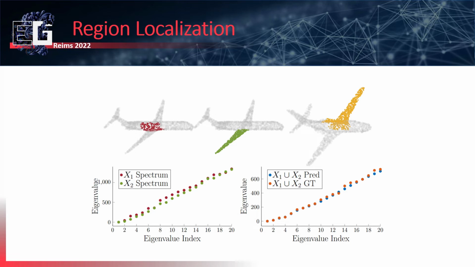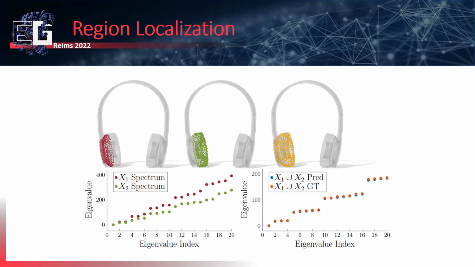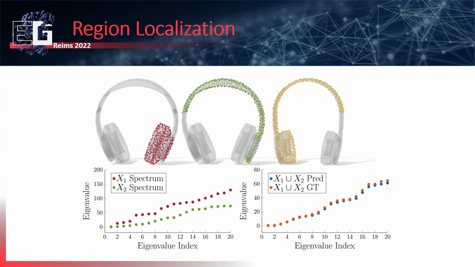And this is because the Laplacian operator is invariant to isometries, so it's not able to distinguish between left and right. But nevertheless, this is a correct region localization. We also performed experiments on headphones. In particular here, the region localized contains many symmetries. So the spectra assume an interesting behavior that we are able to correctly predict. And in general, the spectral prediction is quite accurate.